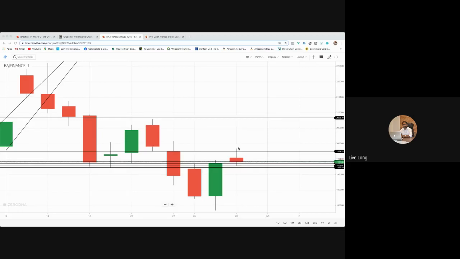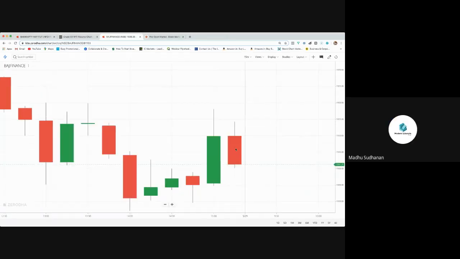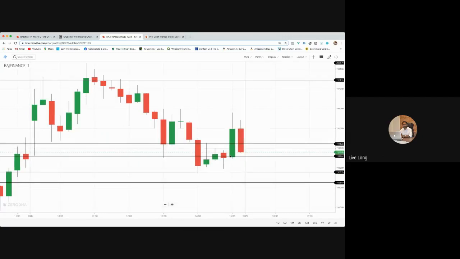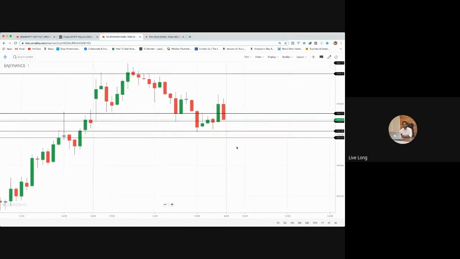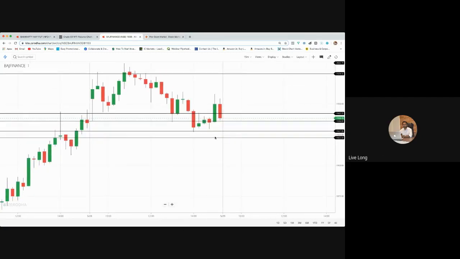So this is the 1 day time frame that I'm using. The next thing that I'm going to do is switch to the 15-minute time frame. Now, on the 15-minute time frame, Madhu, can you tell me from which point can I consider going for a short position? This is the 15-minute time frame chart now.